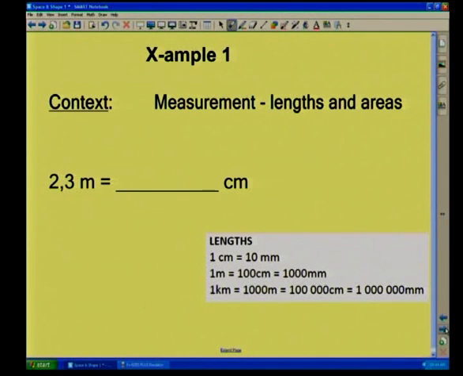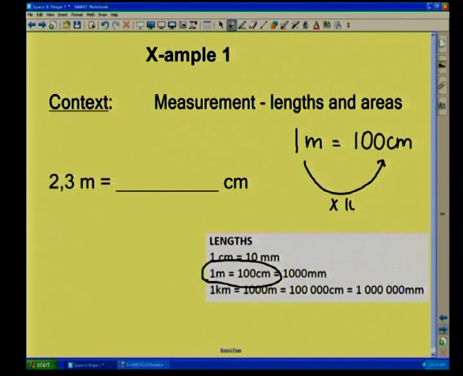I would need to remember some of my information that we've already looked at, that 1 meter is equal to 100 centimeters. Sometimes it's a good idea to actually write that next to what you're trying to do and say, well, if I was going from 1 meter to 100 centimeters, I've actually multiplied by 100. So I need to do the same with this example. And 2,3 times 100 is 230 centimeters.